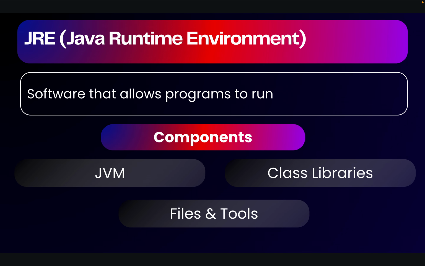The last component is called a JRE, or Java Runtime Environment. This is software that basically allows the program to run, hence runtime environment. The components within this are the JVM, class libraries, files, and tools. Again, I know that all of these are just words to you, so I do have a visual that will help you piece all of these parts together.